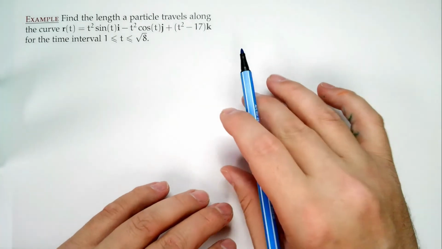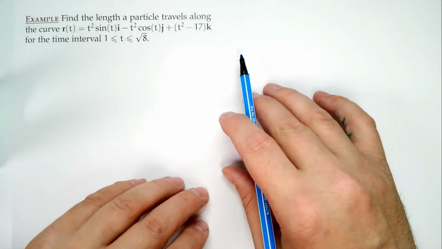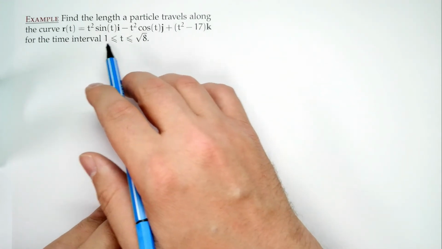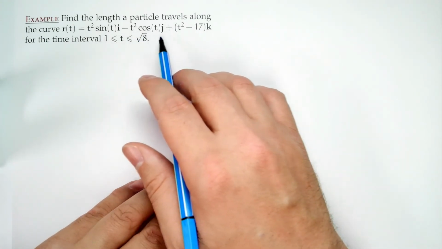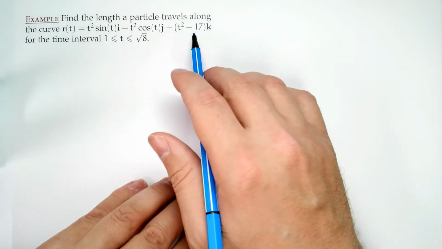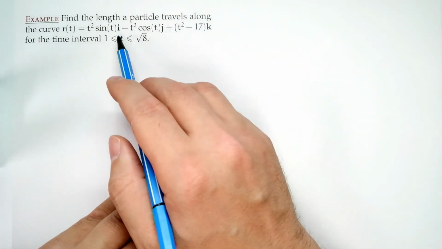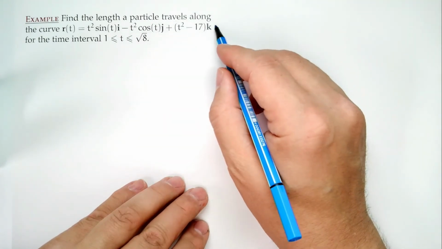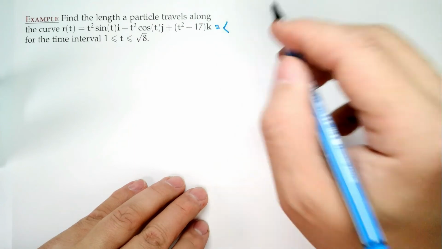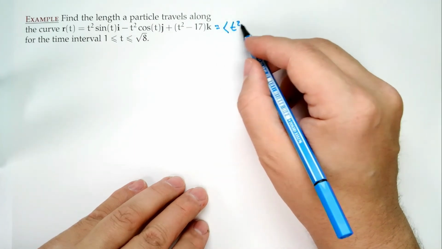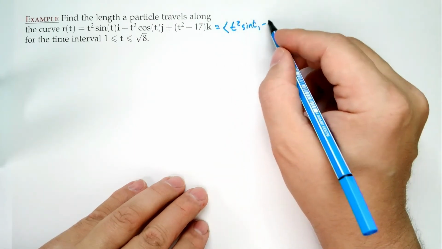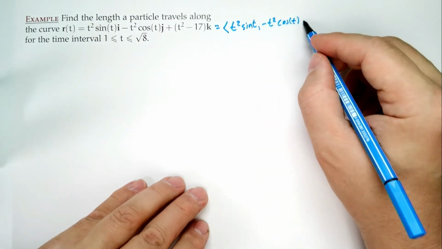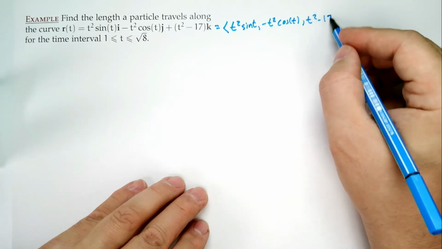Once more to the algebra, dear friends, once more. Find the length the particle travels along the curve t squared sine of t minus t squared cosine t plus t squared minus 17. Now notice we've actually written this in a different way. This is in the form where we have the i, j, k. So this is translating into our other notation, t squared sine of t minus t squared cosine of t, and then t squared minus 17.